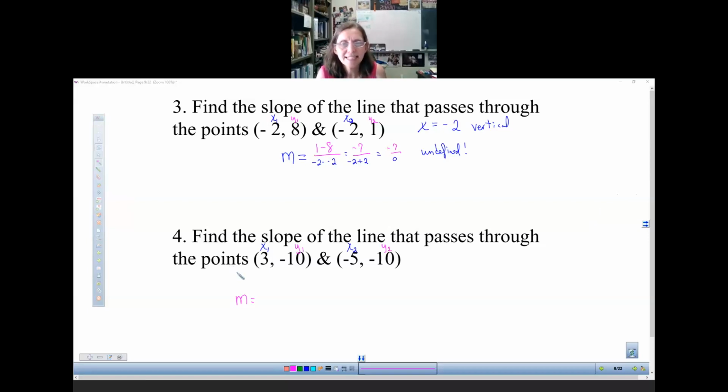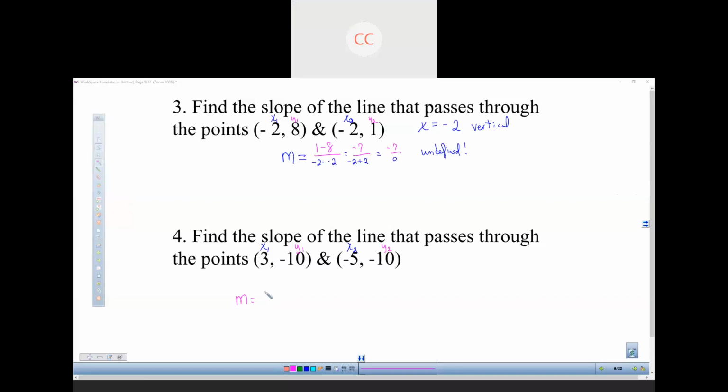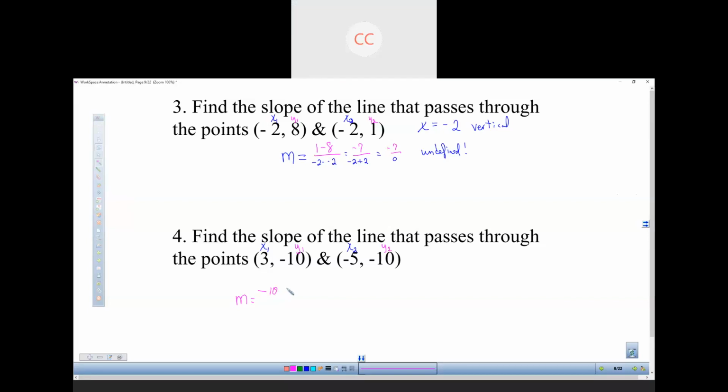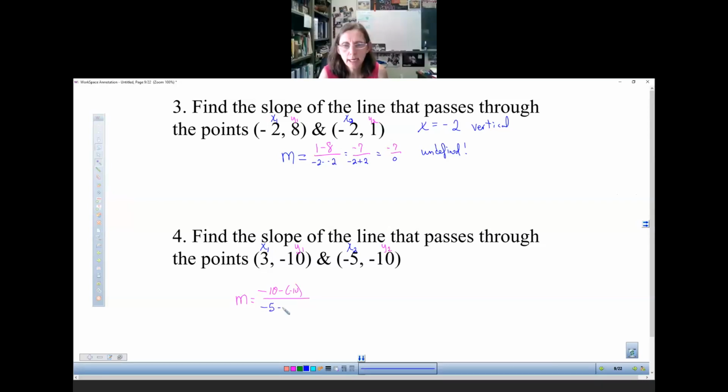Okay, I think my next unsuspecting soul is going to be Cody. Yes, ma'am. Okay, so tell me what you put in the numerator here when you found your slope. Negative 10 minus negative 10. Yep. And what's in the denominator? Negative 5 minus 3. All right, perfect.